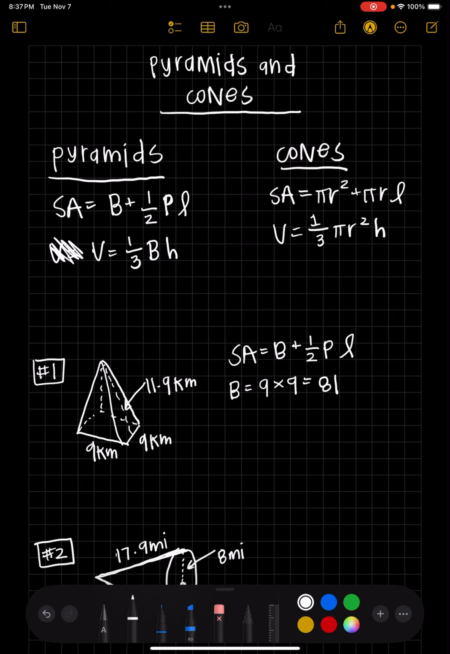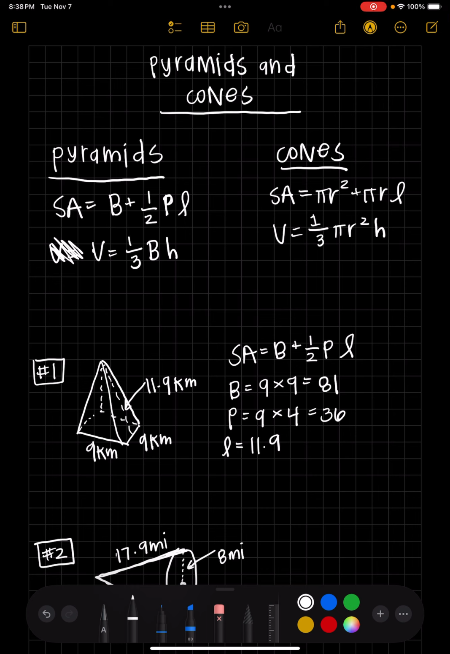And then the perimeter of the base, because the base is a square, we know that all of the sides are the same, which means that it'll be 9 times 4, or 9 plus 9 plus 9 plus 9, because there are 4 sides to a square and they're all 9s. So 9 times 4 is 36. And then they gave us the lateral height to be 11.9. I know it's a little bit hard to see on my picture, but on the picture in your examples, you can definitely tell it's a lateral height because it's on the side of the shape versus inside the shape.